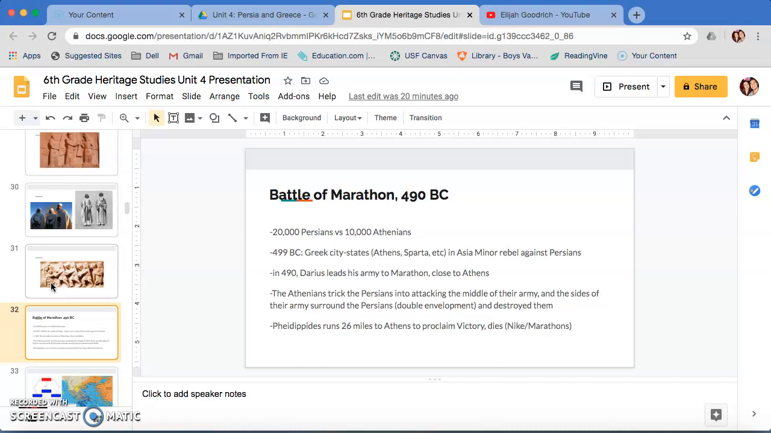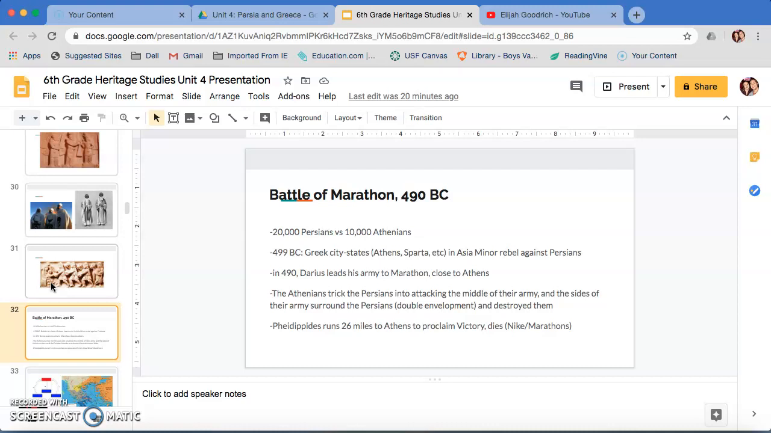The Athenians helped to trick the Persians into attacking the middle of their army, and then the sides of their army surround the Persians in a movement that's called a pincer or double envelopment, and then destroyed them. Darius would retreat and escape with his life, but would die before making it back. And that's important because that leads into the next one, the next major battle.